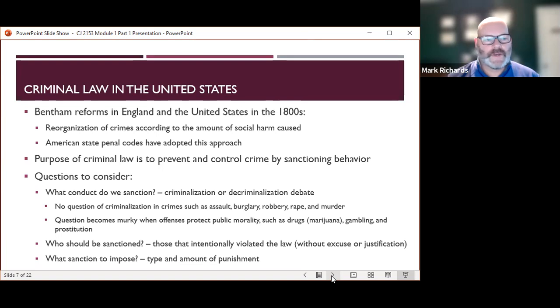We all agree that those who intentionally violate the law without any type of excuse or justification should be sanctioned. And then what type of sanction do we impose? The type and the amount of punishment. Does the punishment for a crime entail just paying a fine? Does it entail a short jail sentence? Does it entail a longer prison sentence? Or ultimately, does the sanction for a crime need to be the death penalty?